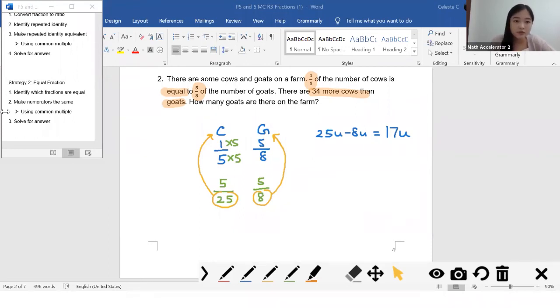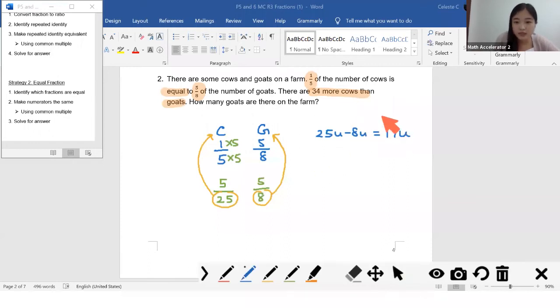Right, so why did some of you choose 50? Okay, 50 is actually the number of cows. They're asking you for goats. Right, and the 8 here, if you selected 8, 8 is the number of units for goats, but it is not the number of goats on the farm. So how do we solve this question?